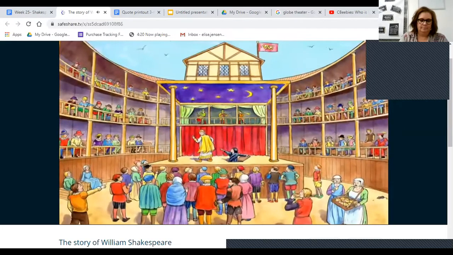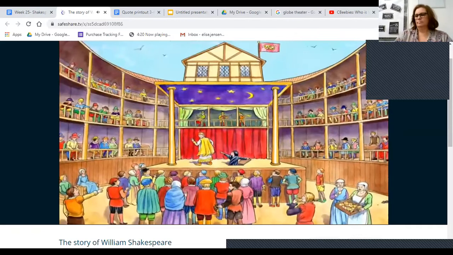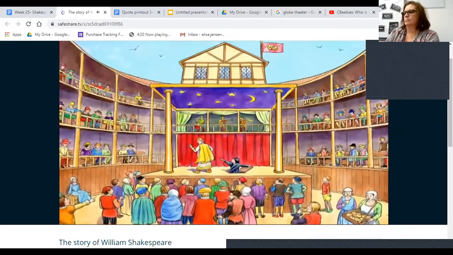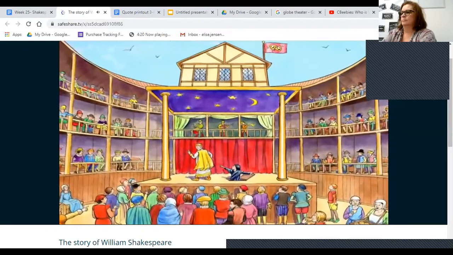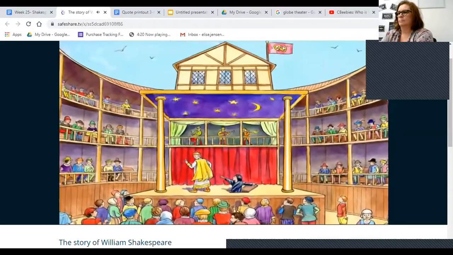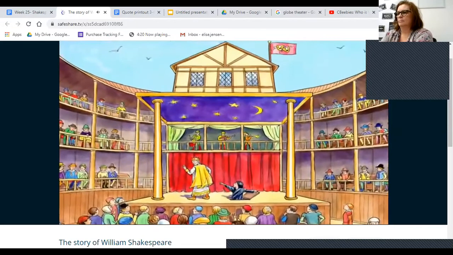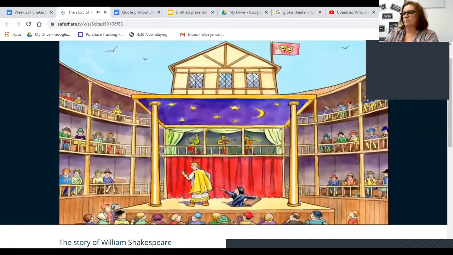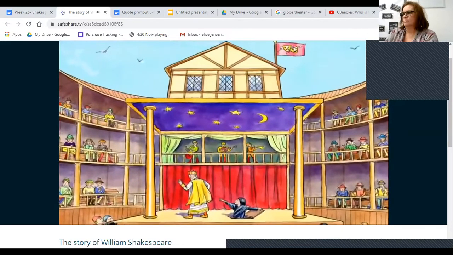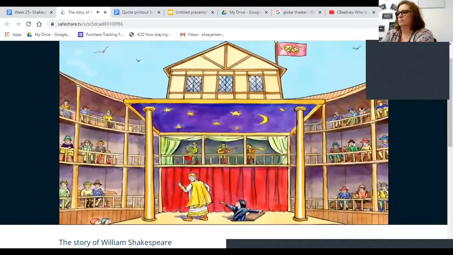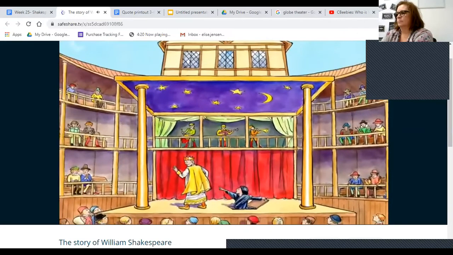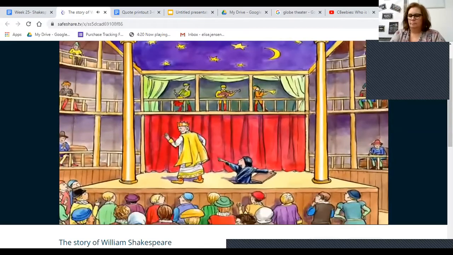What was the Globe like? Well, for one thing, it was pretty big. Around 3,000 people could fit inside it, and it had an open roof, so when it rained, the standing people got wet. When a performance was on, there was a flag flying on the roof. A canopy hung over the stage to protect the actors from the rain, and the trapdoor in the floorboards was a brilliant way for actors to pop up unexpectedly and surprise the audience.